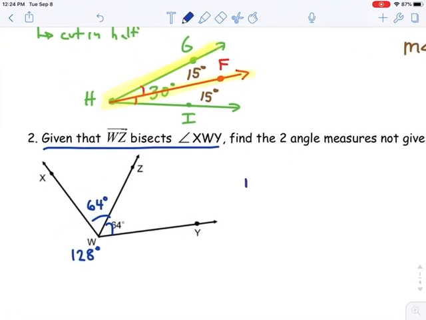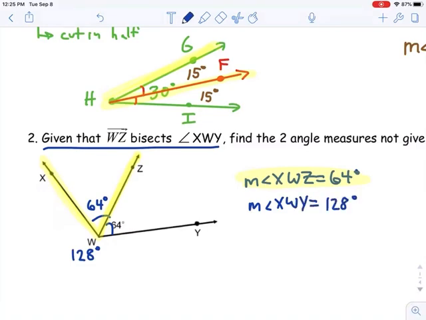I can write, well, the measure of angle XWZ is 64 degrees. And remember, that's XWZ. That's 64 degrees. The measure of angle XWY is 128 degrees. And that was the whole thing.